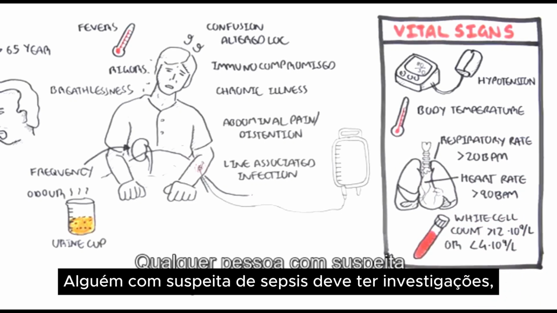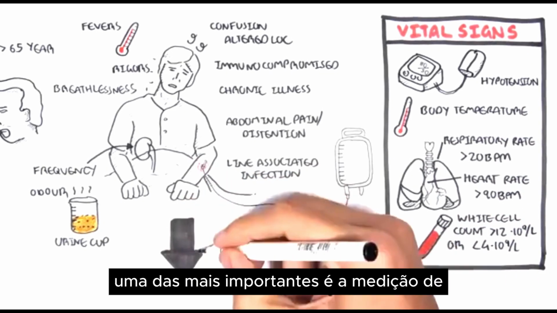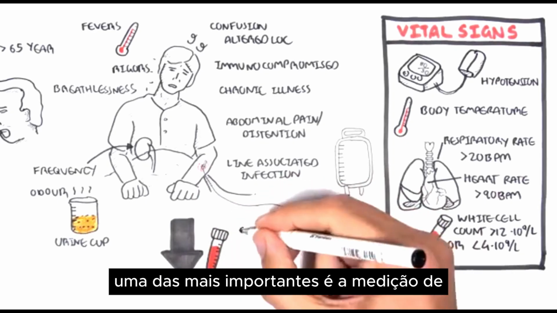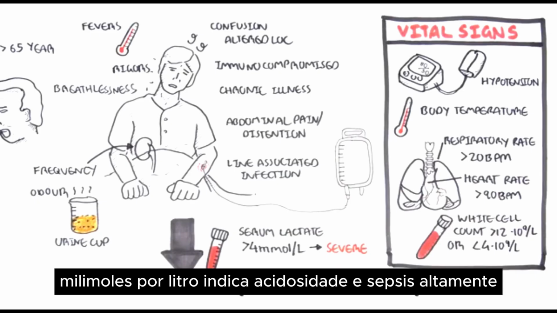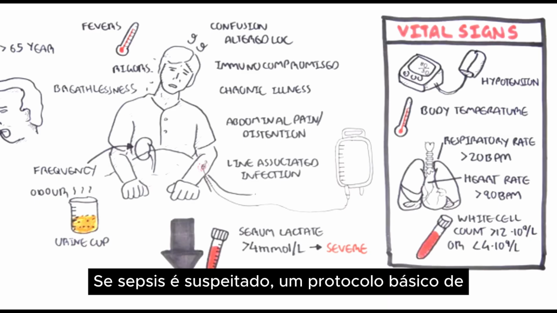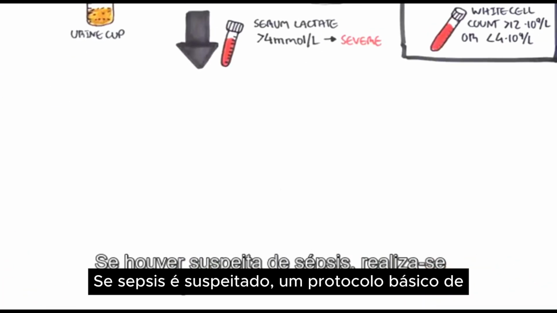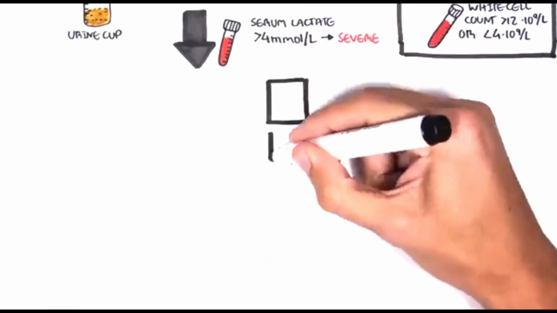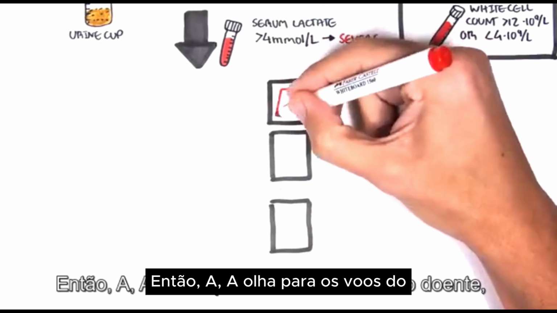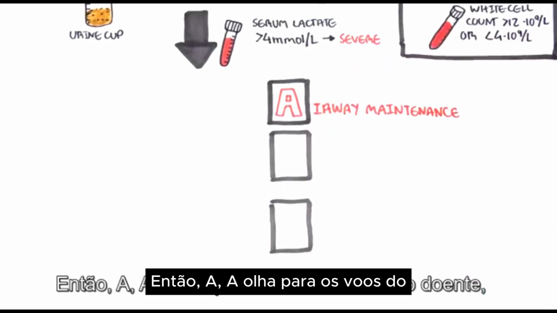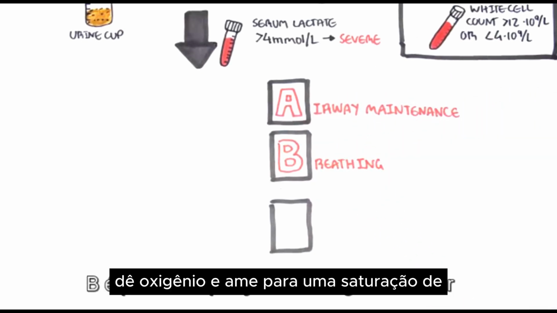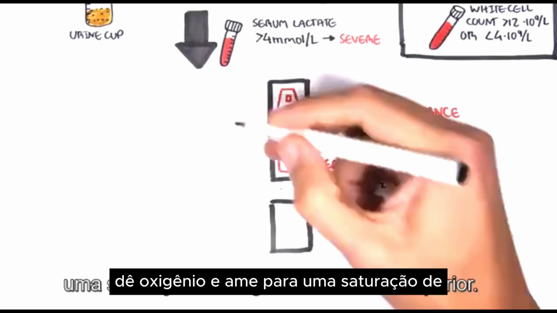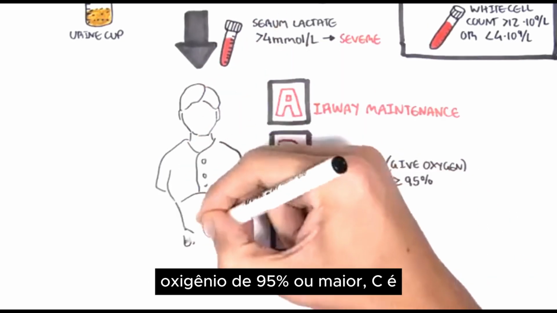Anyone with suspicion of sepsis should have investigations, one of the most important being measuring serum lactate. A serum lactate over 4 millimoles a liter indicates acidosis and highly likely sepsis. If sepsis is suspected, basic doctor's ABCD is performed. So A looks at the patient's airways, check for patency. B is for breathing. Give oxygen and aim for an oxygen saturation of 95% or greater.